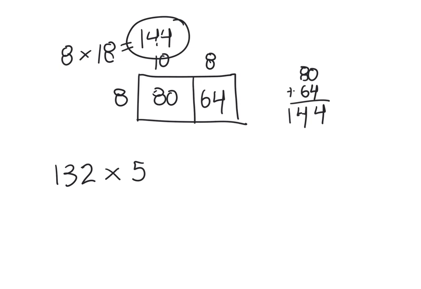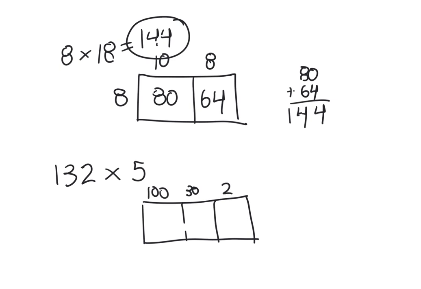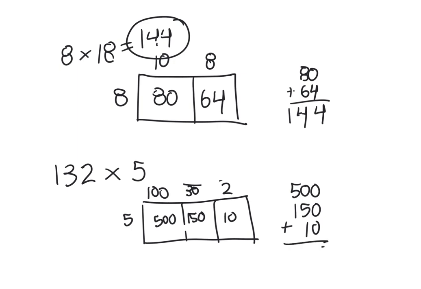Okay, and one last problem, one more example. 132 times 5. Draw your rectangle. Break it up into its place value. So we have 100 plus 30 plus 2 times 5. So if I have 100 5 times, that's going to give me 500. 30 5 times, well, 3 times 5 is 15, and add a 0. 2 times 5 is 10, and I just want to add all of those partial products. And that gives me 560 as my answer.